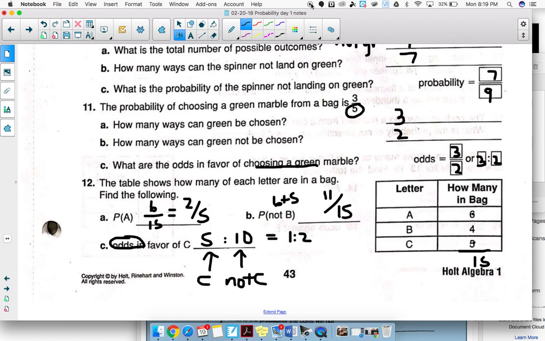And that's it. All right, your job is to finish the rest of the packet. Have it ready for tomorrow. Otherwise, you will be using some in-class time to get this done.